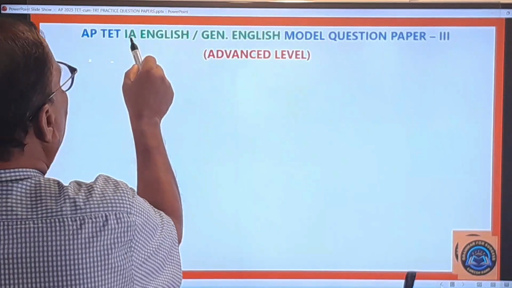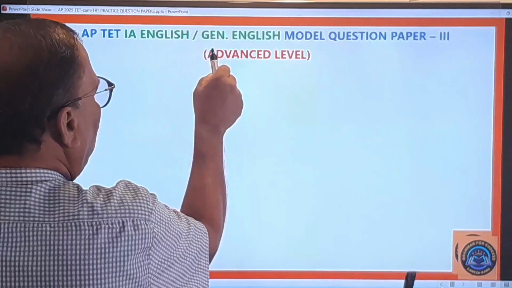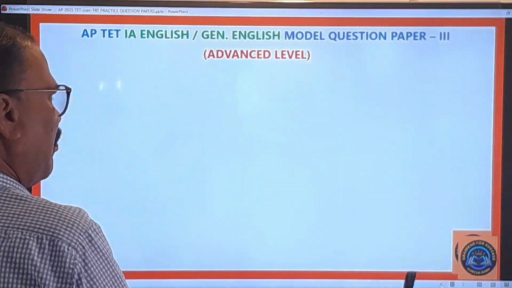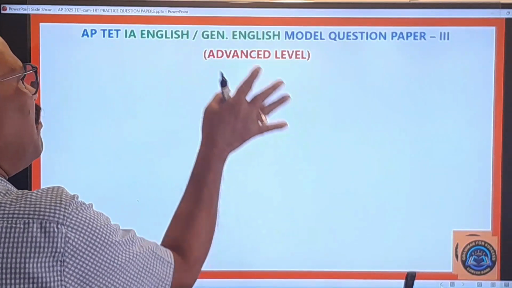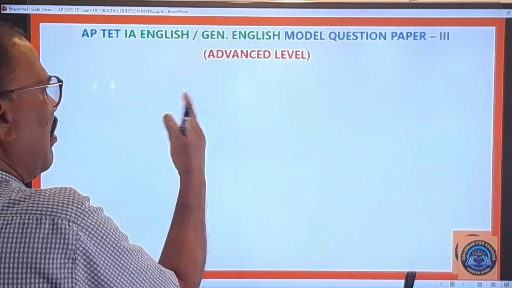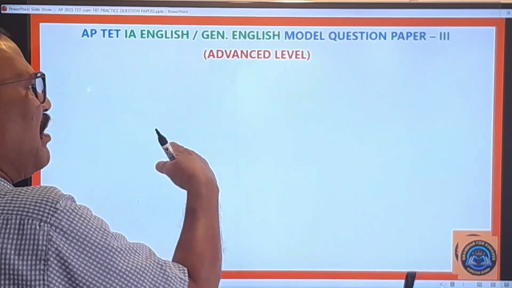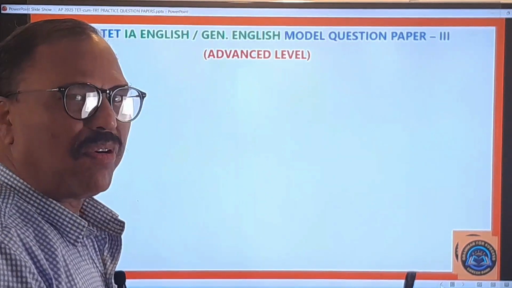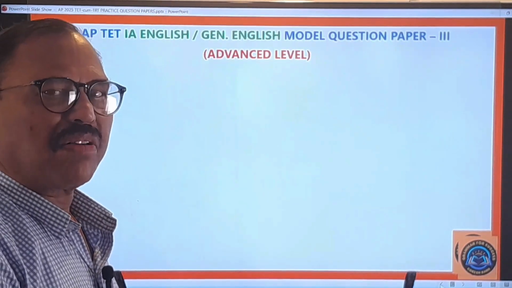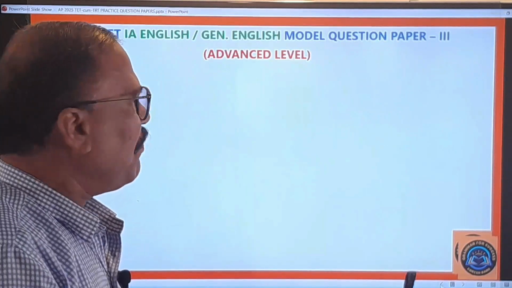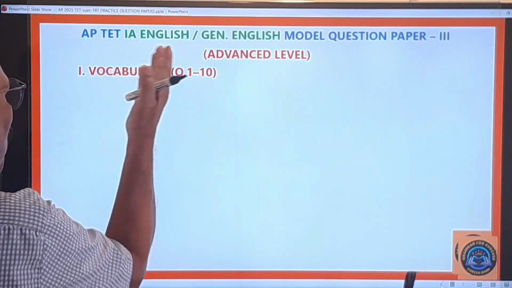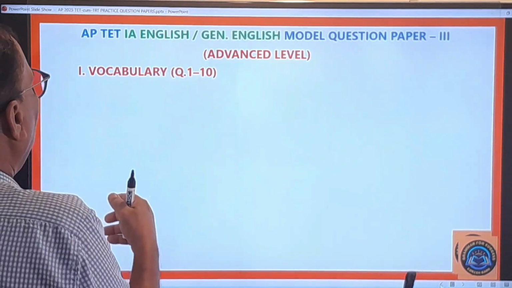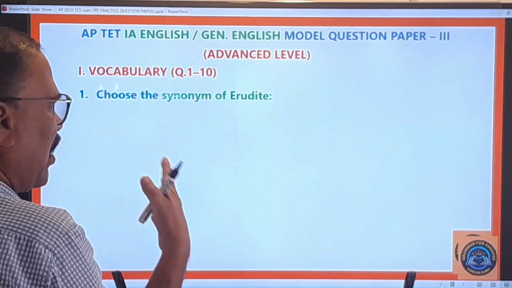AP TET 1A English or General English Model Question Paper 3, Advanced Level. That means this question paper has been framed at an advanced level. So the difficulty level will slightly increase in this question paper, and therefore be on the alert and try to answer all the questions on your own. And here you pay attention on vocabulary. As usual, I have framed 10 questions, and let me give you those questions very quickly.